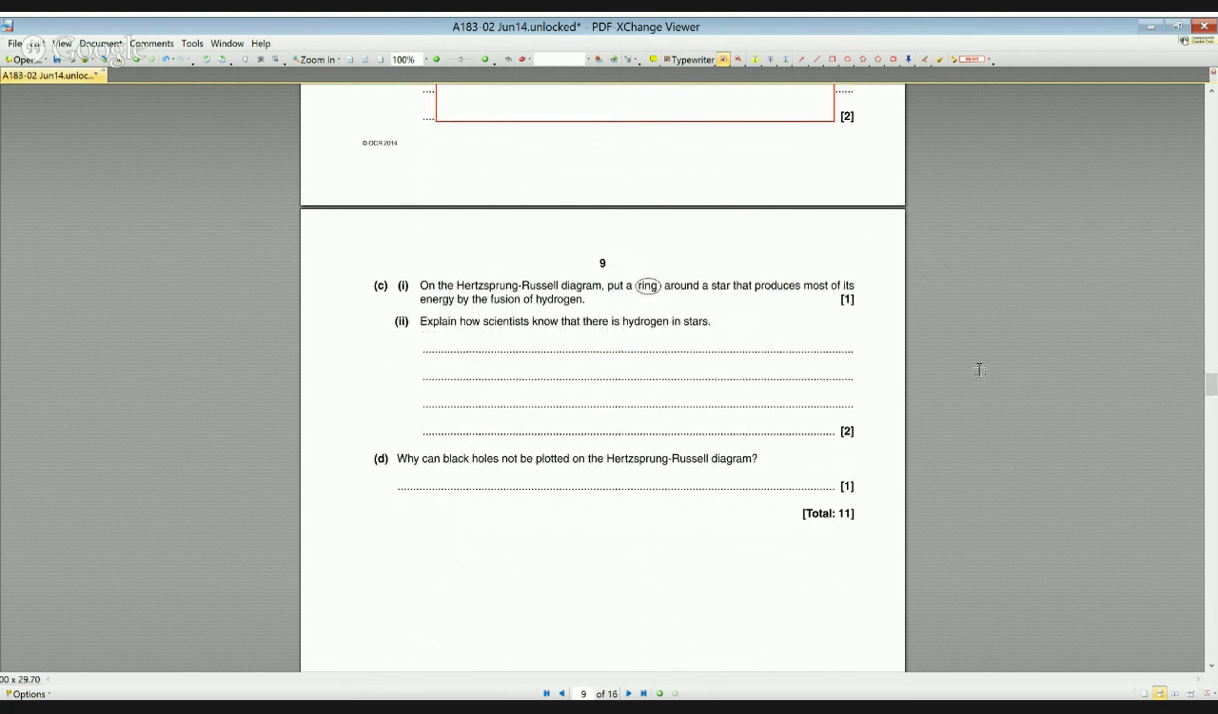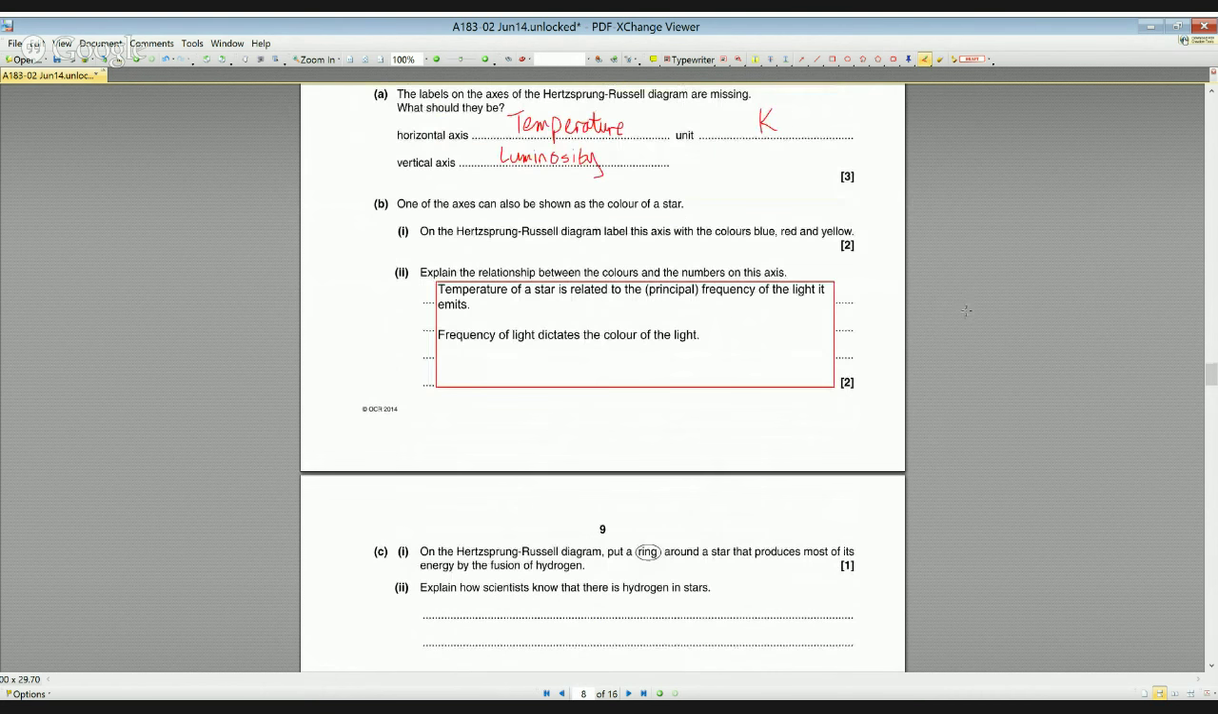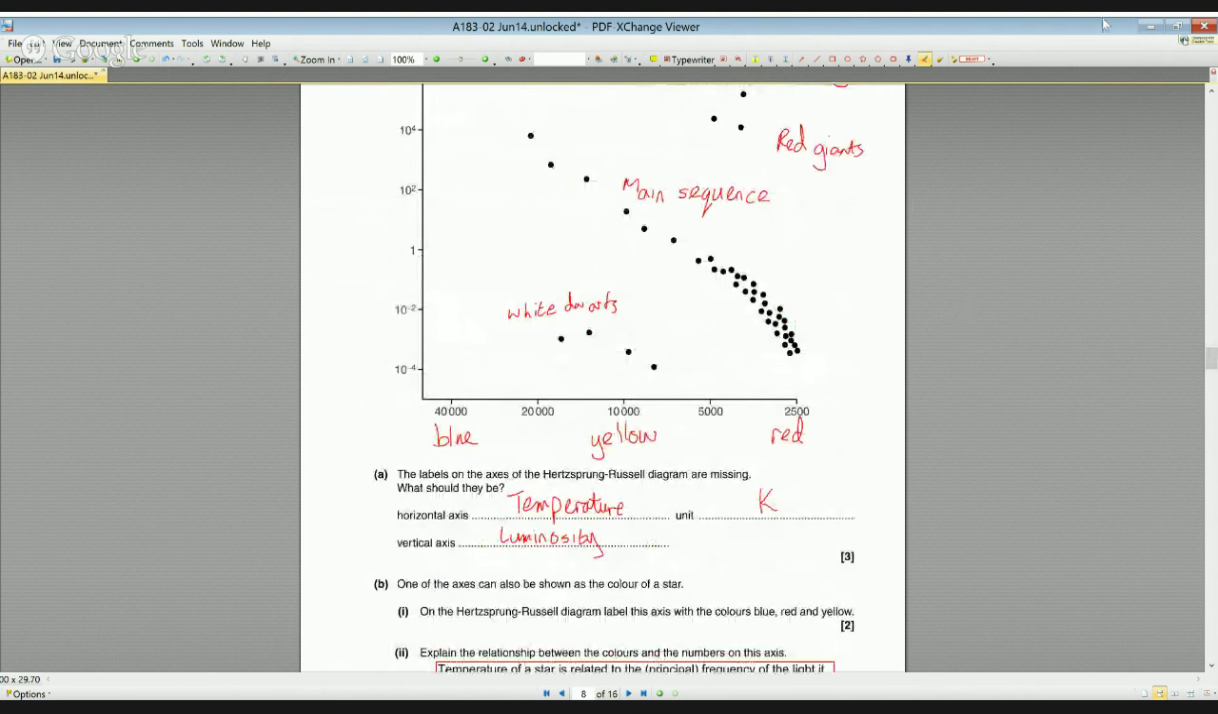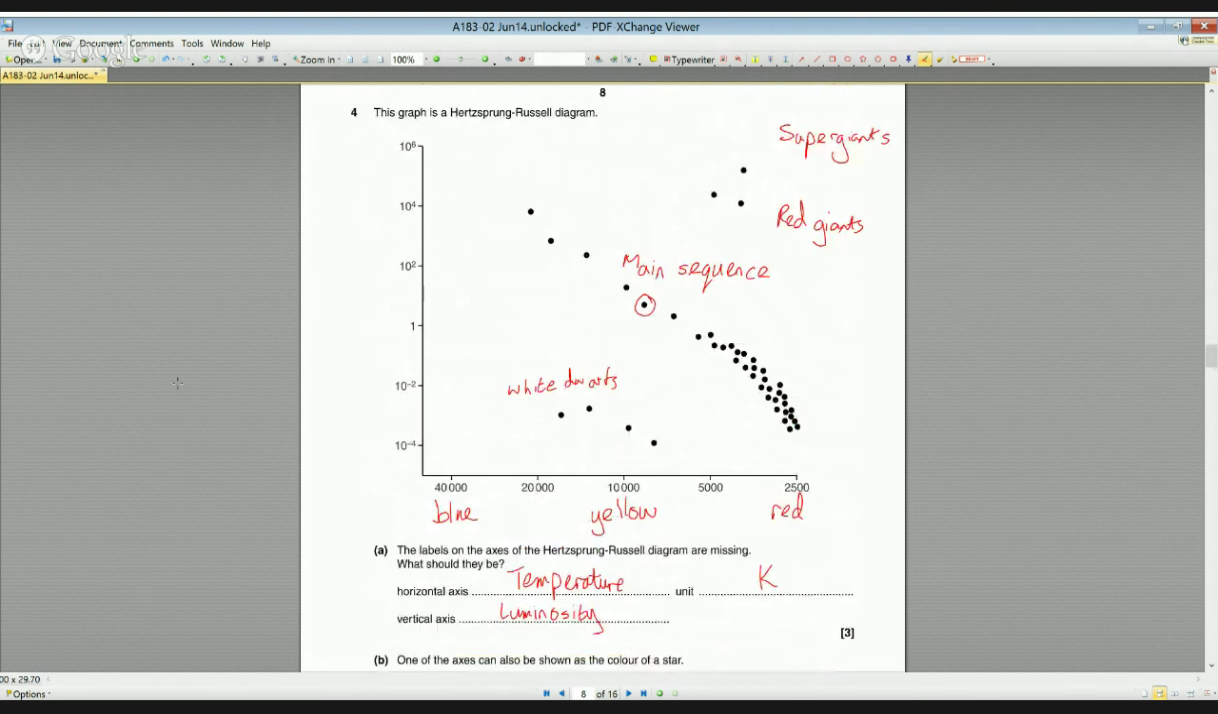And on to part C. Part I says, on the Hertzsprung-Russell diagram, put a ring around a star that produces most of its energy by the fusion of hydrogen. Well, we can choose any of the stars on the main sequence. While a star is in its kind of middle age, in its prime, it is on the main sequence here, and that is when it is fusing its hydrogen in order to produce energy.